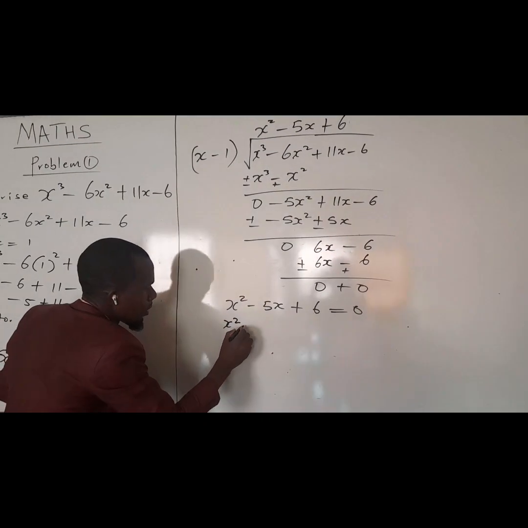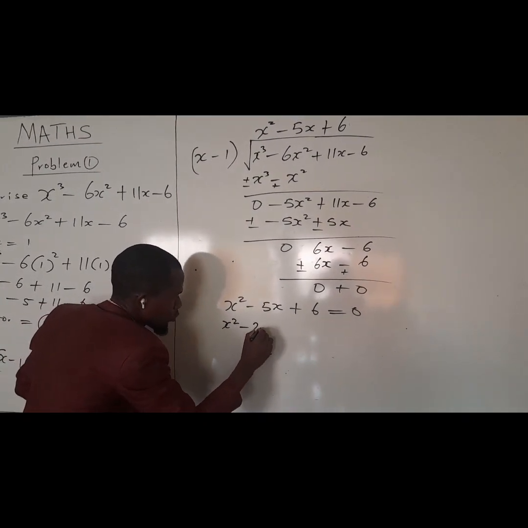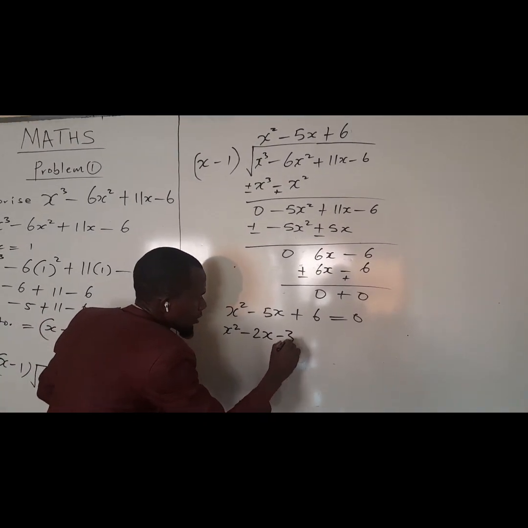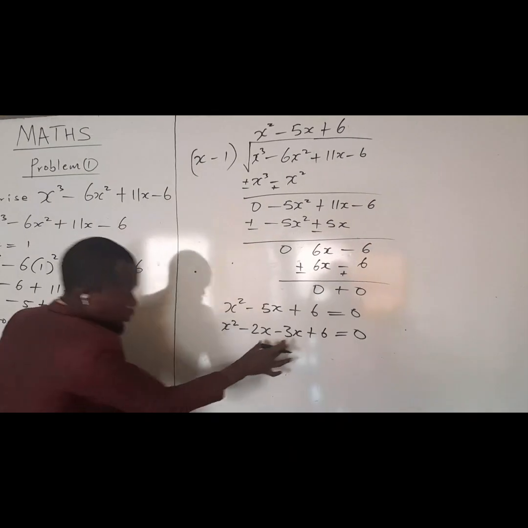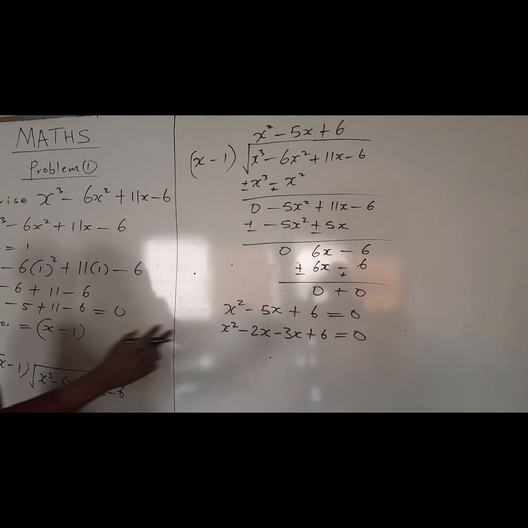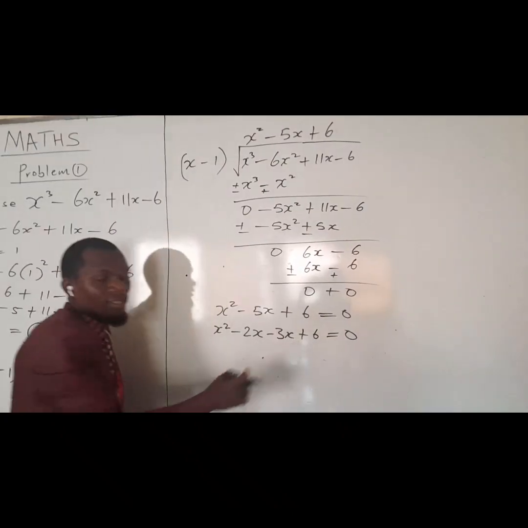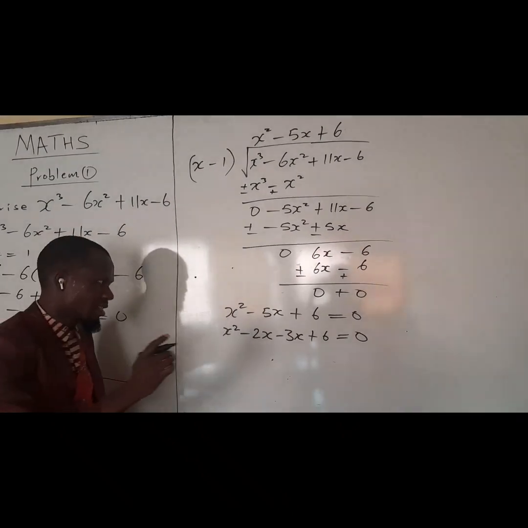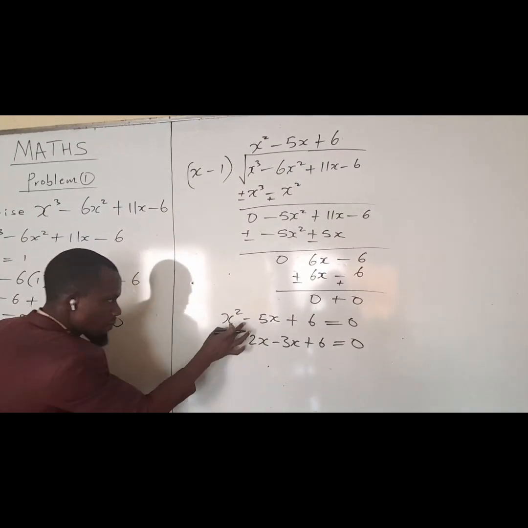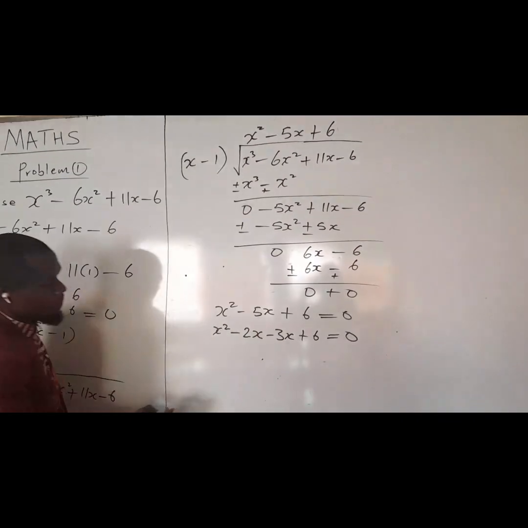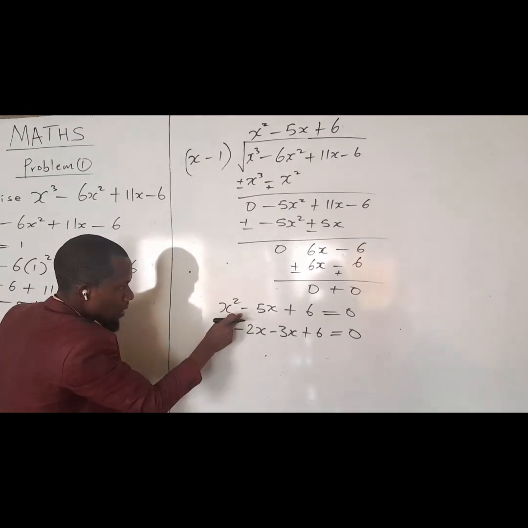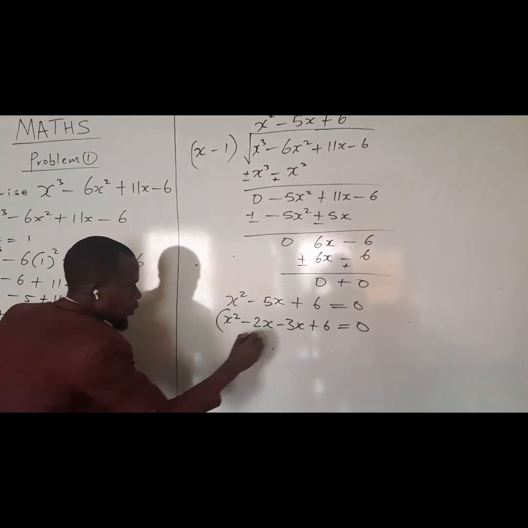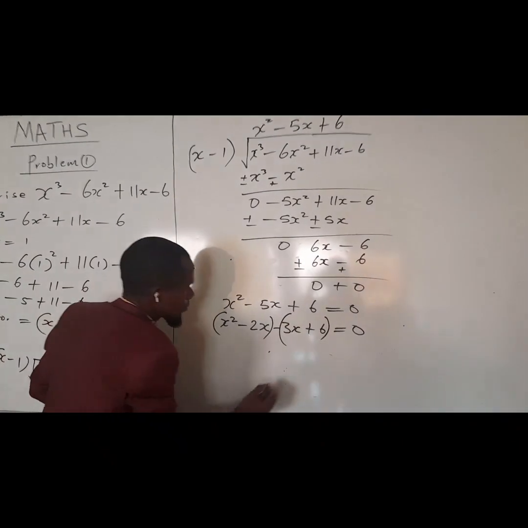So I'll have my x squared minus 2x minus 3x plus 6 equals to 0. How did I get these two values? I got it from this 6, the LCM of 6, to get the two positive values that will give me this minus 3x. So if you check, minus 2x minus 3x will give you minus 5x. So I have to equate this, right?